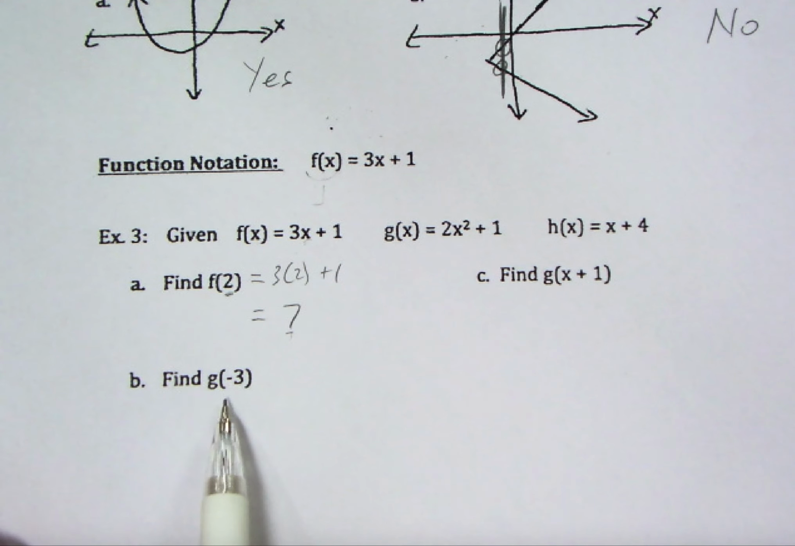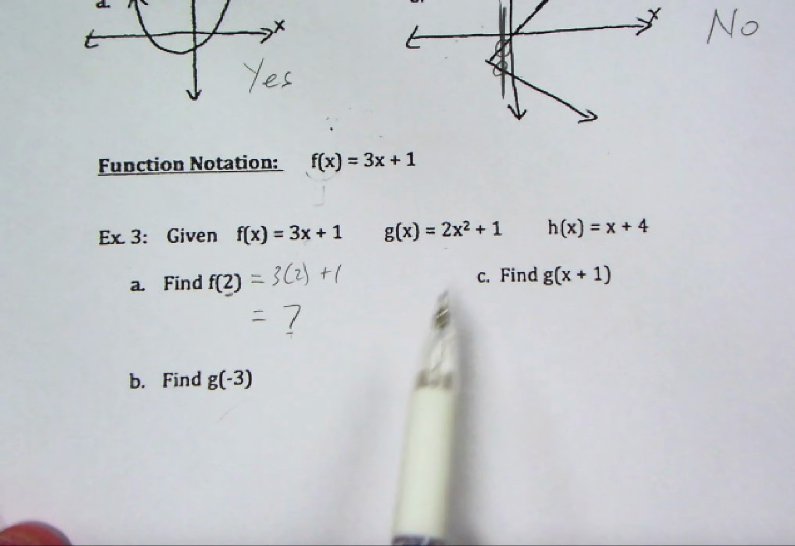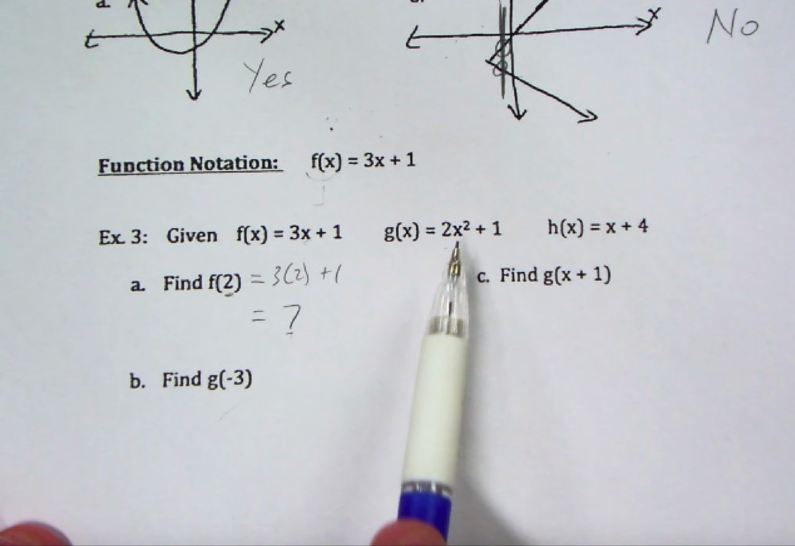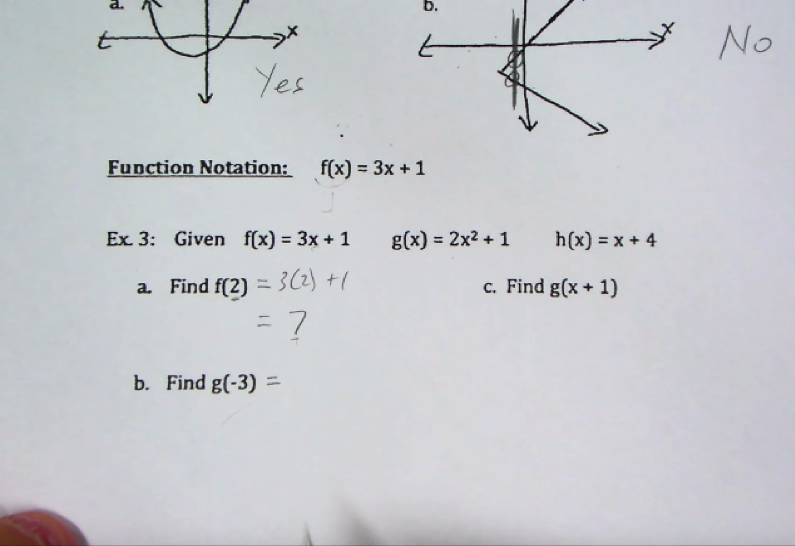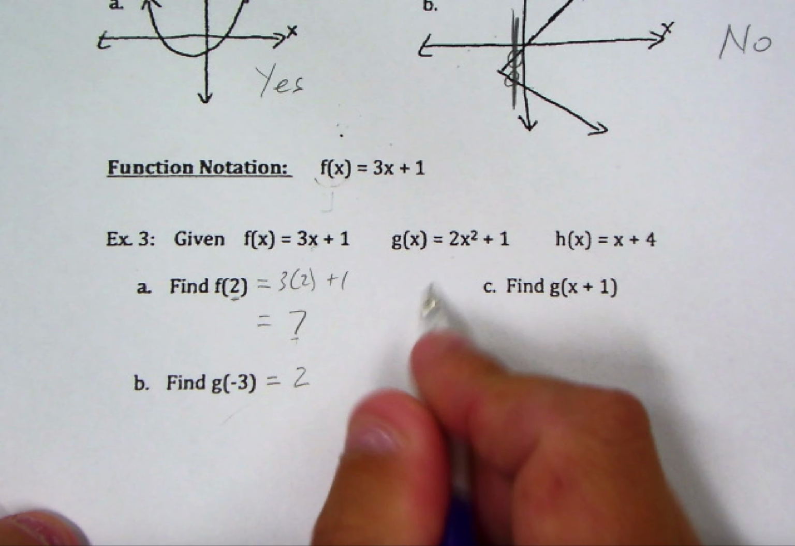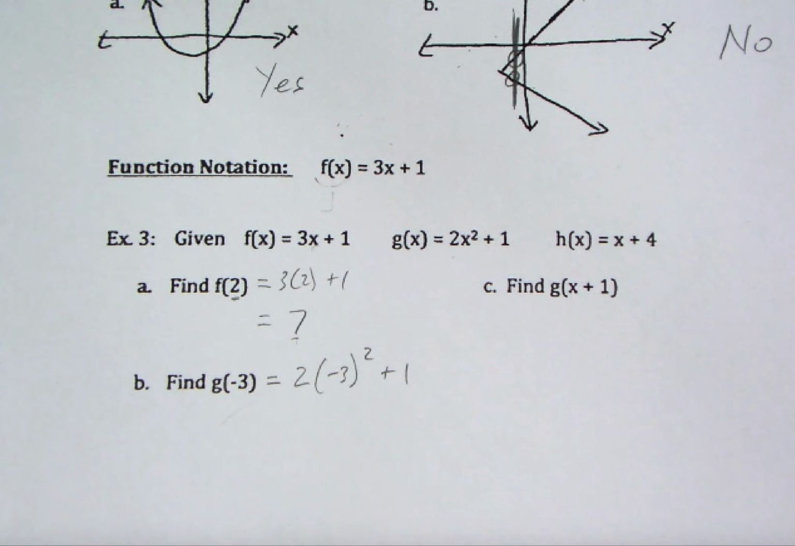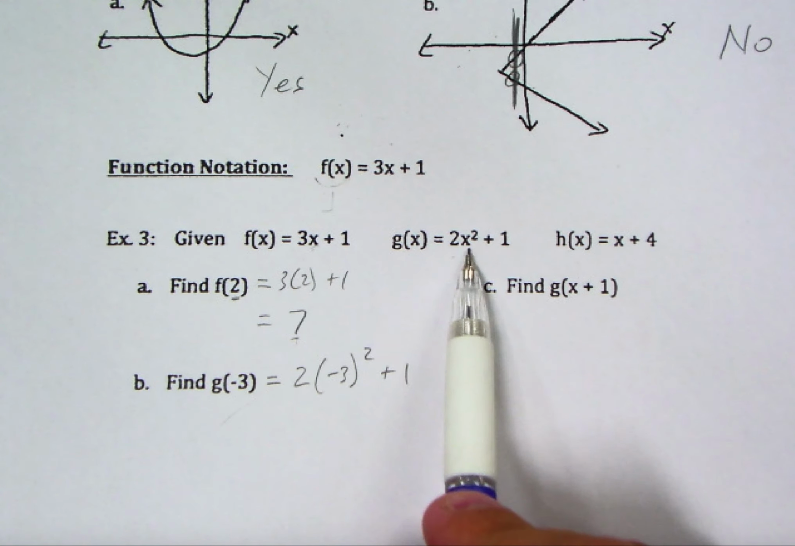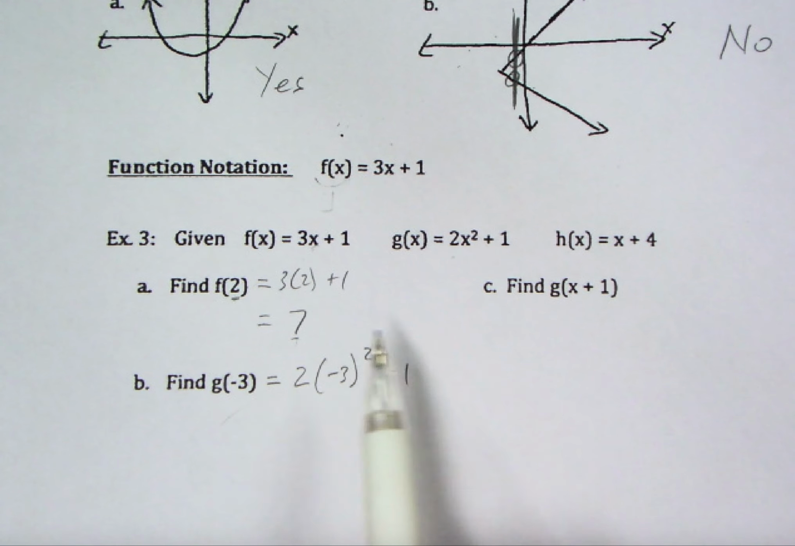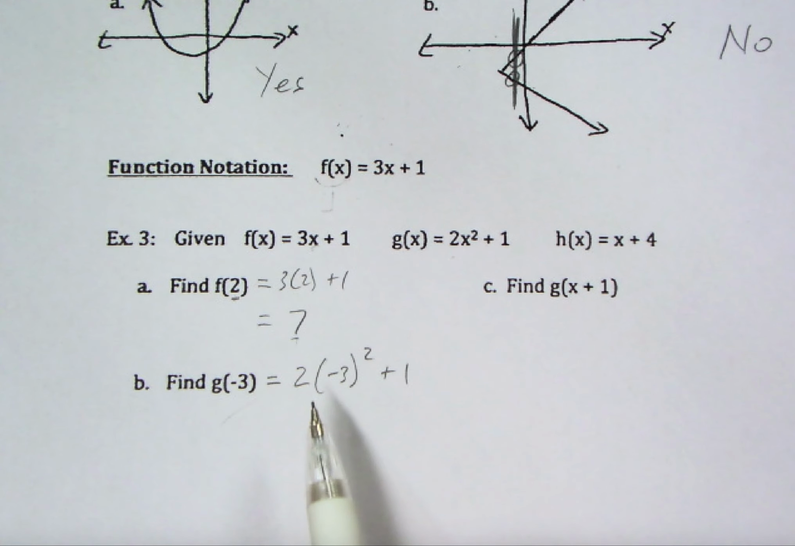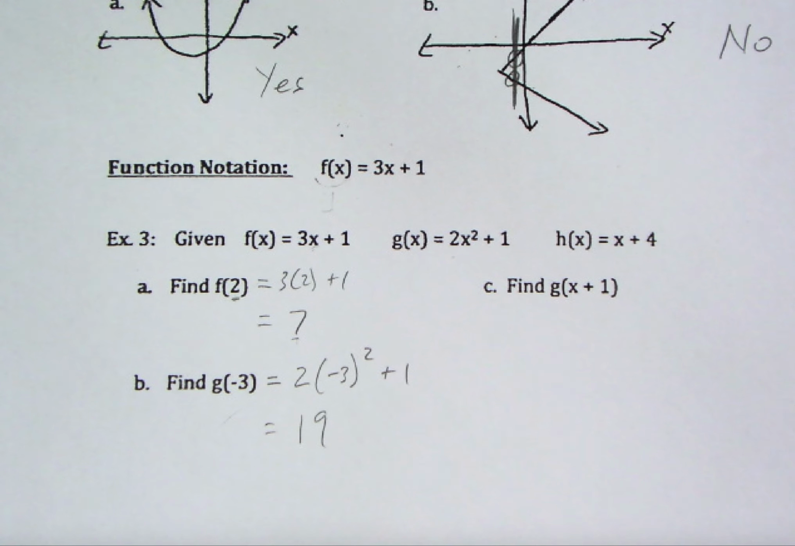B says find g of -3. So now I know I'm using the g function, the middle one, and I'm putting -3 anywhere the x is, right here. But anytime we have negatives, we need to be very careful with parentheses. Parentheses play a huge role in algebra. So it's going to be 2, and then where the x is, I put (-3) squared plus 1. Notice how I write that. The -3 goes right where that x is right here. And now I have to do order of operations. -3 squared, this is positive 9, times 2 is 18, plus 1 is 19. So just be careful with your order of operations.